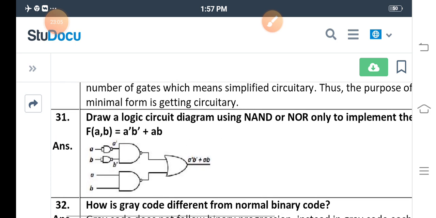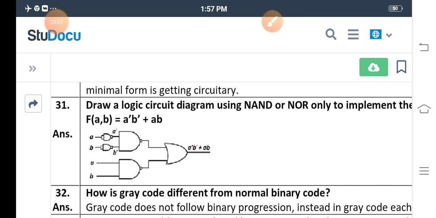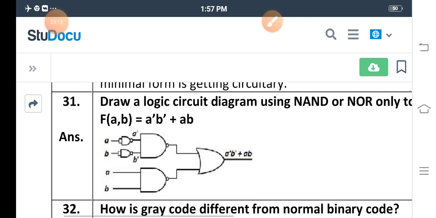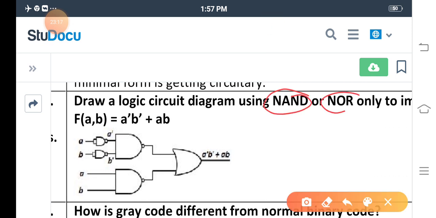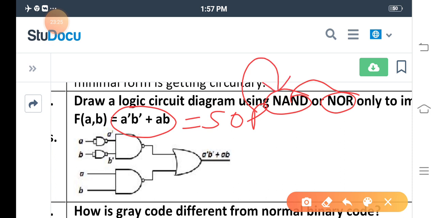Now next, draw the logic circuit diagram using NAND and NOR. What question is this? You have to make the diagram using NAND or NOR. किसी को भी use करके बना सकते हो. And you know what, this is a SOP expression, and SOP expressions are actually designed by NAND gate and POS expressions are designed by NOR gate. So we will design it using NAND.